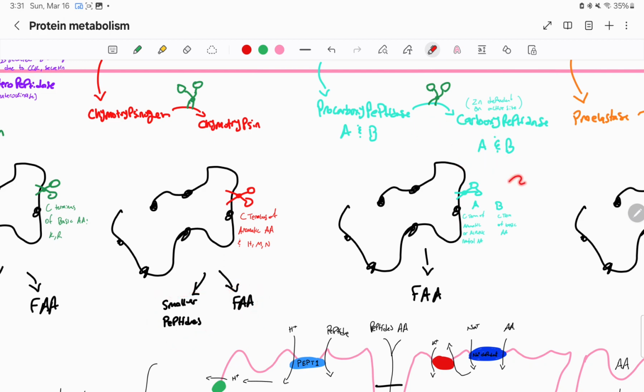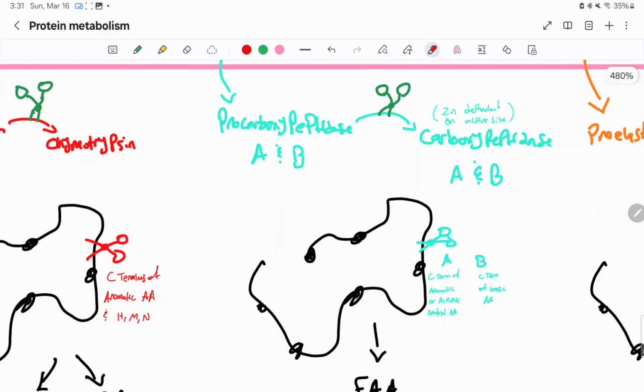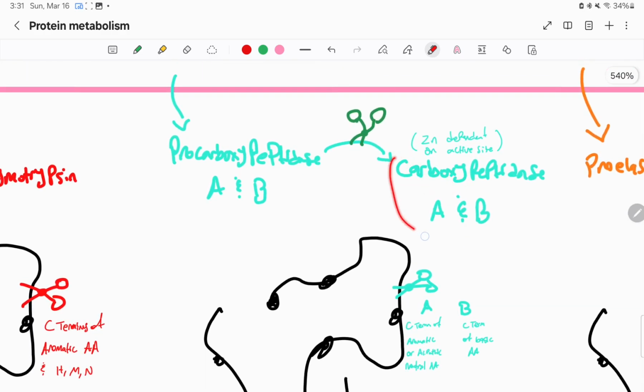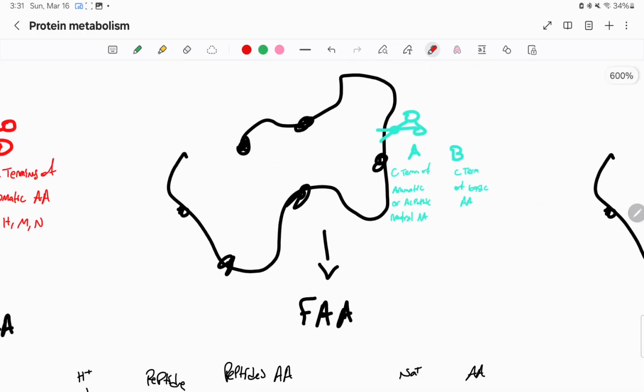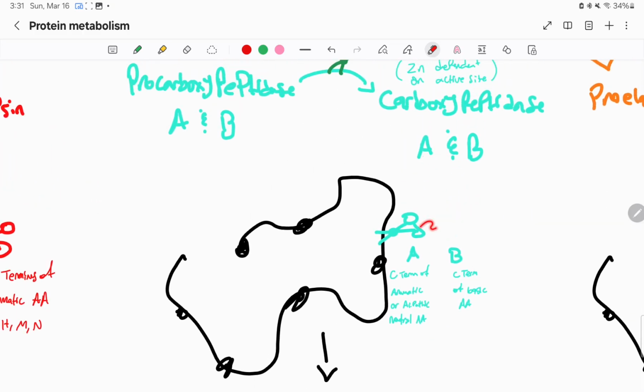The procarboxypeptidases are a little funny. After becoming activated and turning into carboxypeptidase A and B, they're zinc dependent, okay? Meaning that inside of their active site, they actually require zinc to function properly. And besides the point, the carboxypeptidase type A will cut amino acids on the C-terminal for aromatic or aliphatic neutral amino acids.